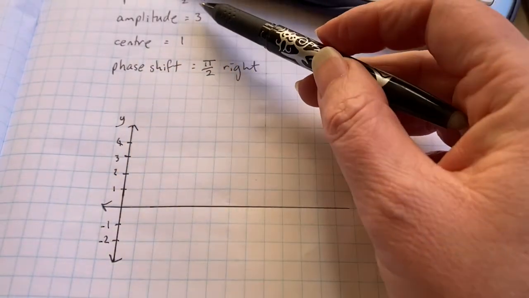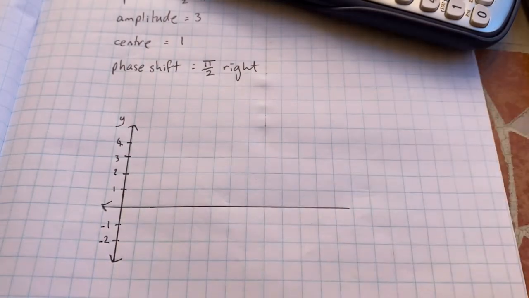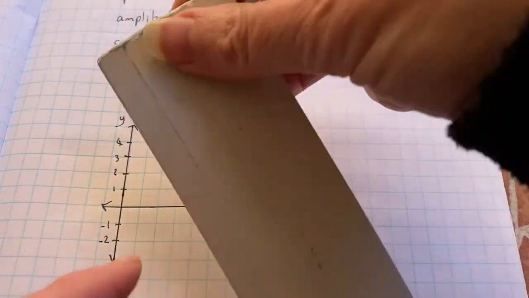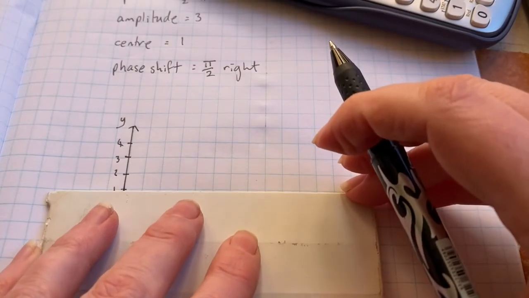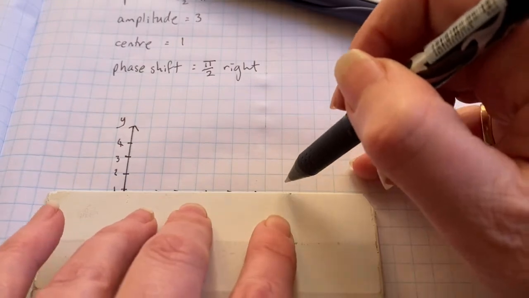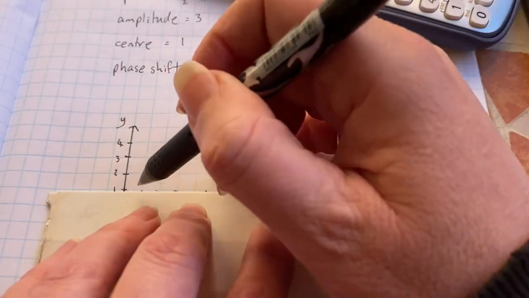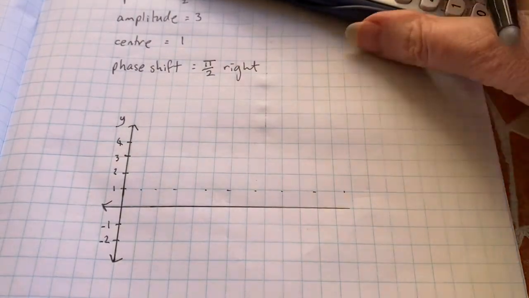I need to be able to go down 3 from here as well, and that gives me that space down to -2. And what I tend to do is I actually draw on where the center is just with a very light dashed line, or even just dots along there, just to help me. That's where my center is. It just gives me a bit of guidance.